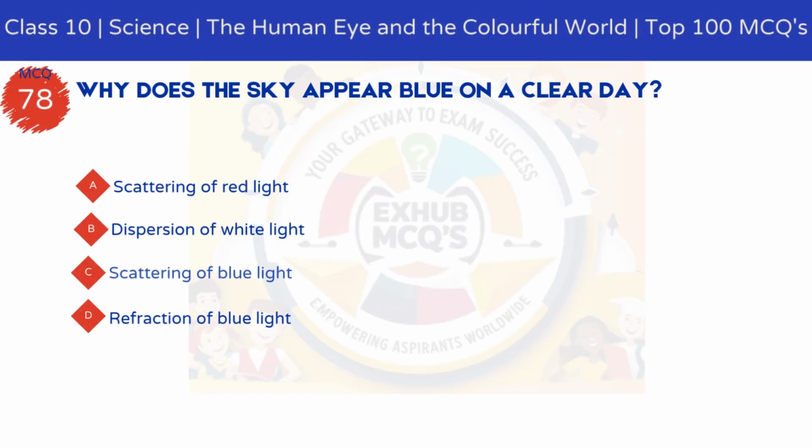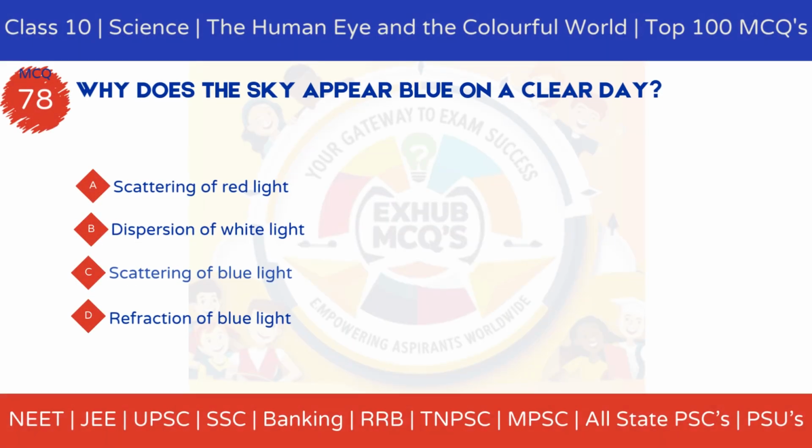MCQ 78. Why does the sky appear blue on a clear day? Option A, scattering of red light. Option B, dispersion of white light. Option C, scattering of blue light. Option D, refraction of blue light.